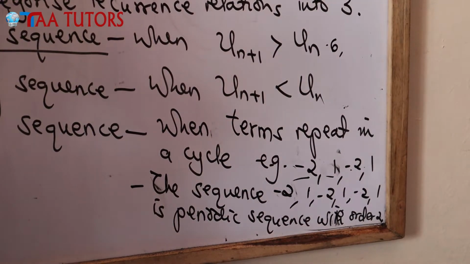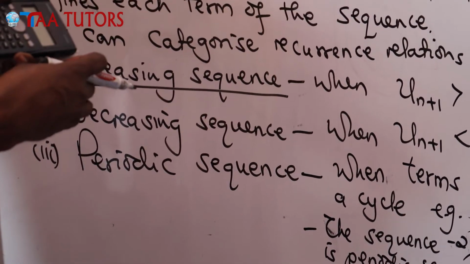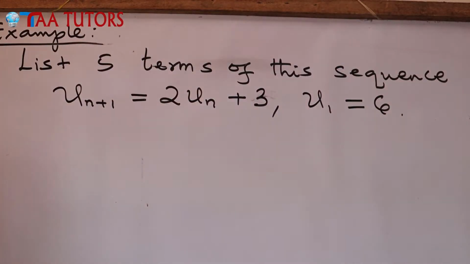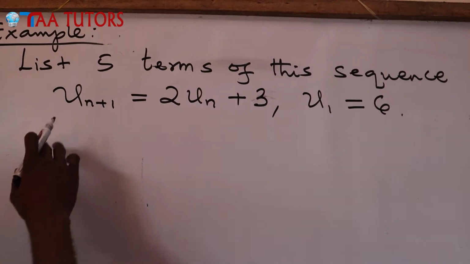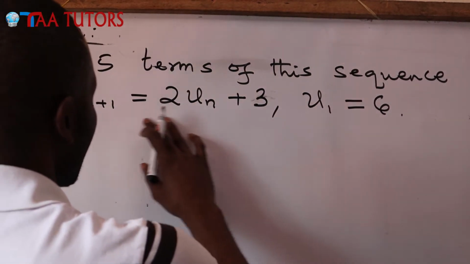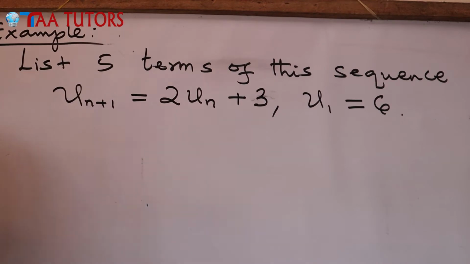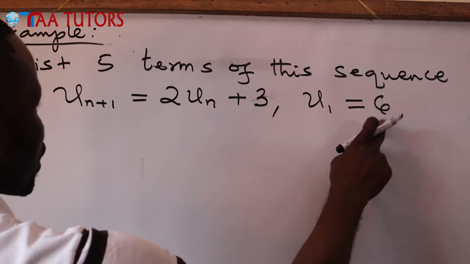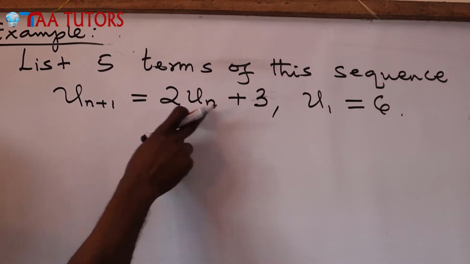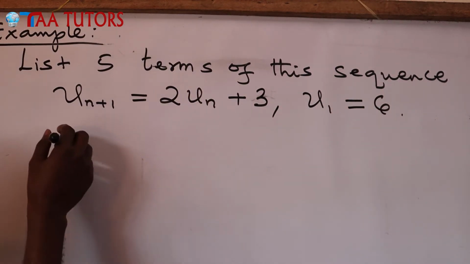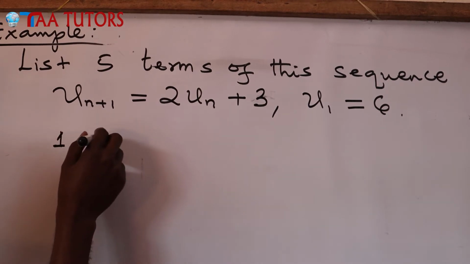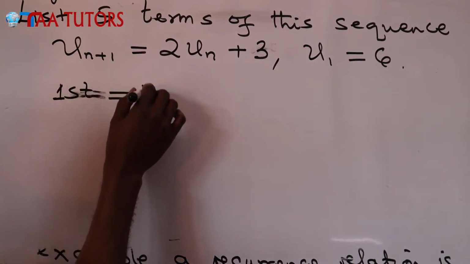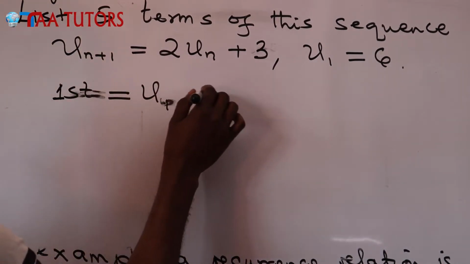We're going to look at examples of these particular sequences and see how to deal with them. The first term is 6. Now we are told to list all the terms of the sequence described by this particular function. The first thing we need to know is that the first term is 6. So u_n when n is 1 is 6. This is the same as u_1, which is 6.